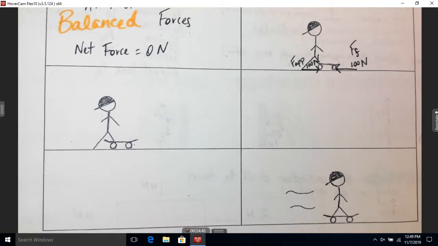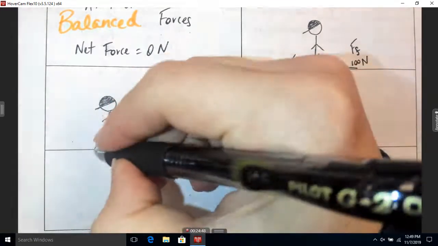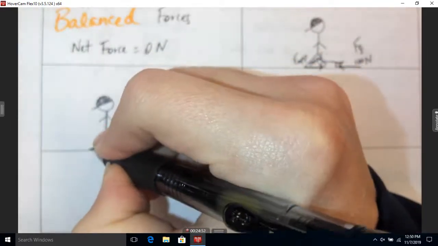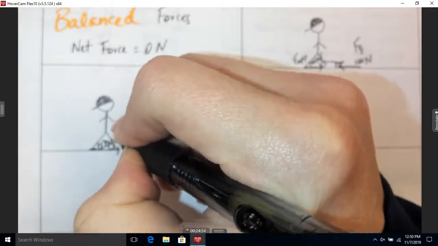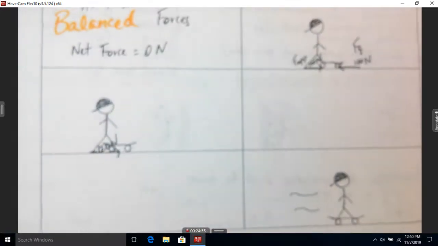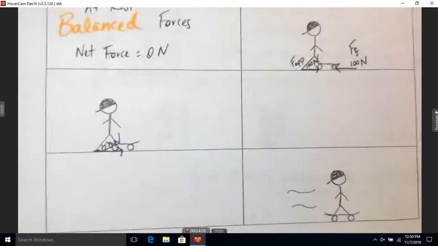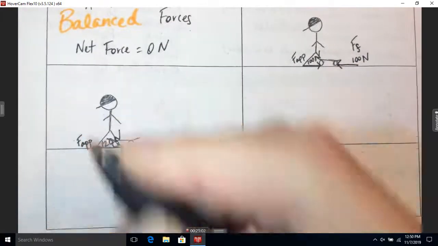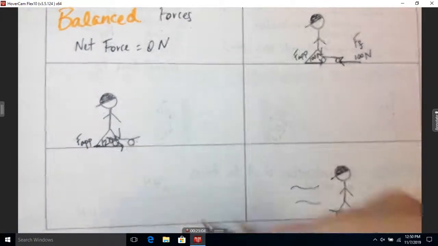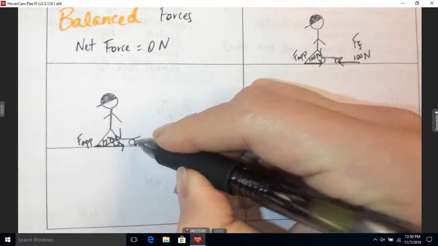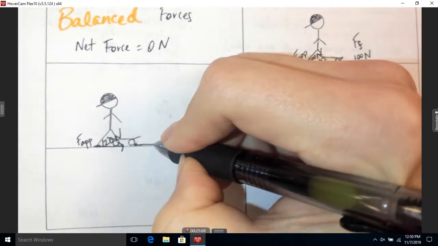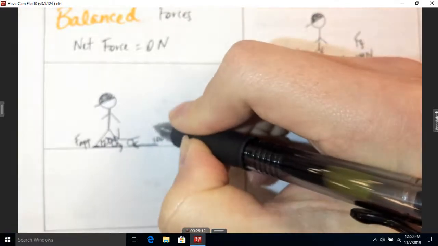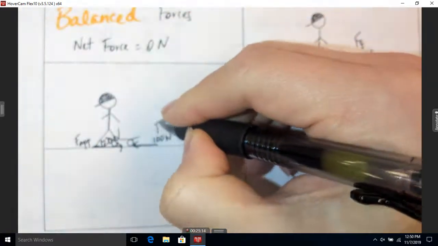So he decides he's going to push even harder. Now he's going to push with 120 newtons of force. Yeah, he applied that. You're right. I'm sorry, I forgot to write it. We still have our little rock there. And how much is that rock giving us? 100 newtons of friction.